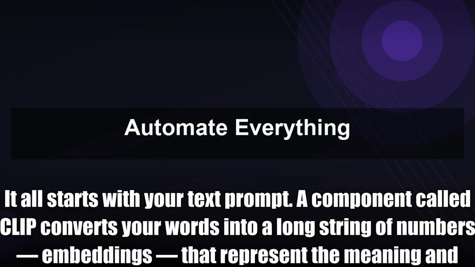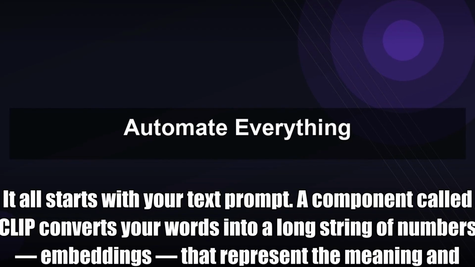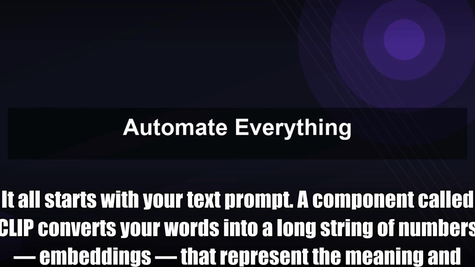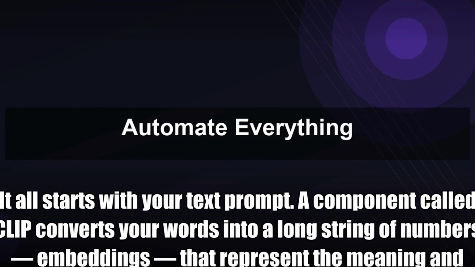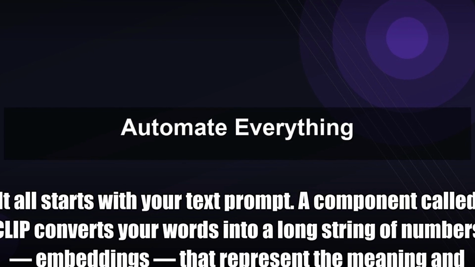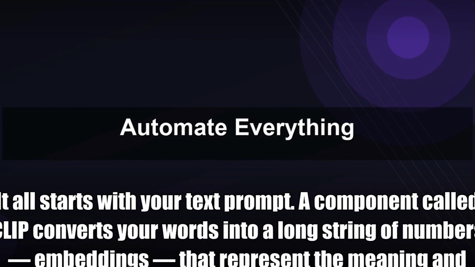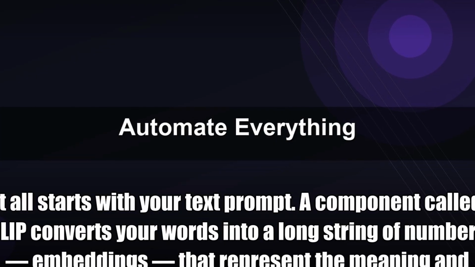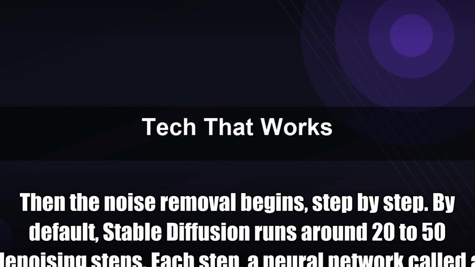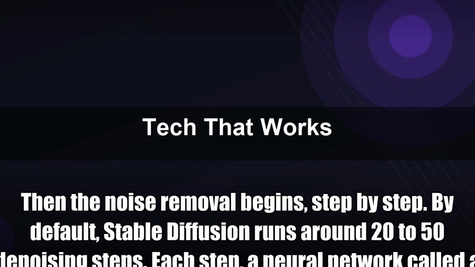It all starts with your text prompt. A component called CLIP converts your words into a long string of numbers, embeddings, that represent the meaning and relationships between concepts. A dog wearing a crown becomes a mathematical fingerprint that captures both dogness and royalty at the same time. Then the noise removal begins, step by step.